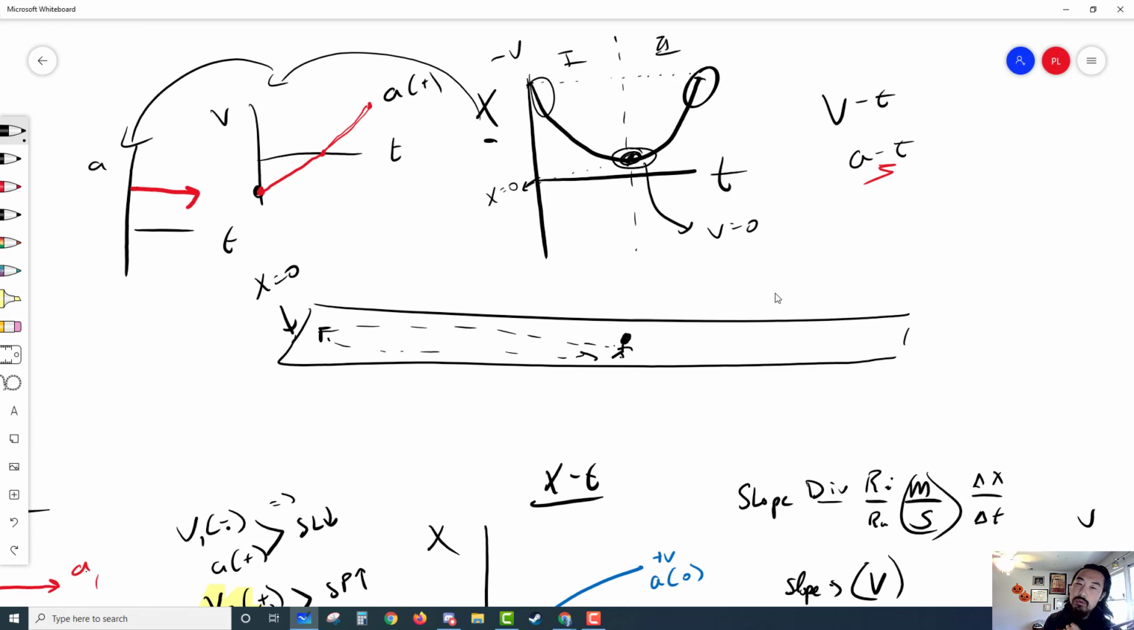All right, so you should be able to read these graphs and be able to go back and forth between those three. All right, hopefully you learned a thing or two. This is just my big overall recap of the kinematics unit. I wish you luck.